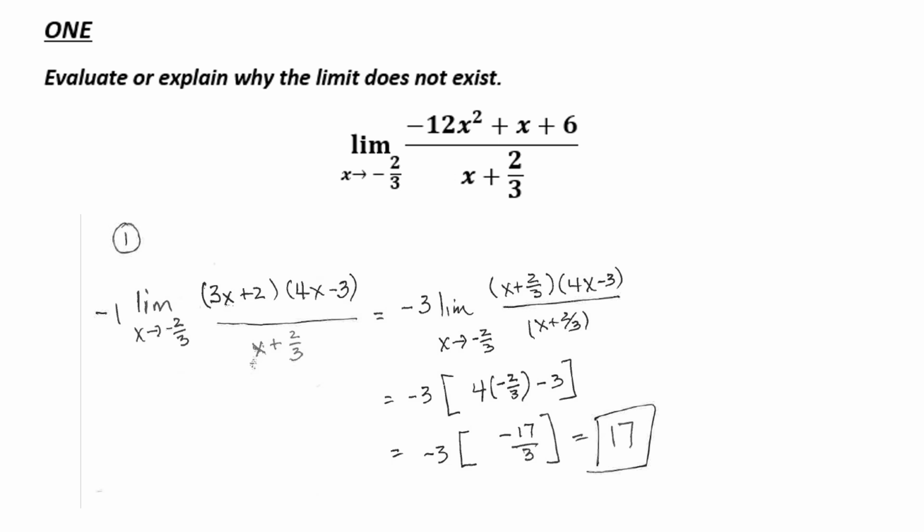Number one was a limit evaluation problem. If you factor out the -3, you have factors that you can cancel out. So you can substitute -2/3 into 4x minus 3, and you will get 17.